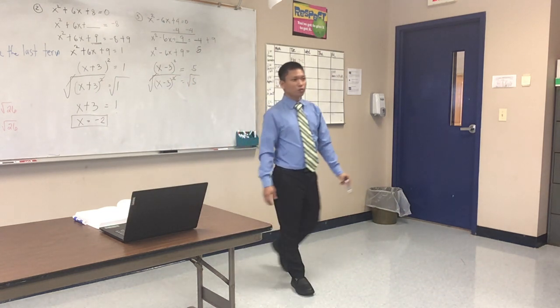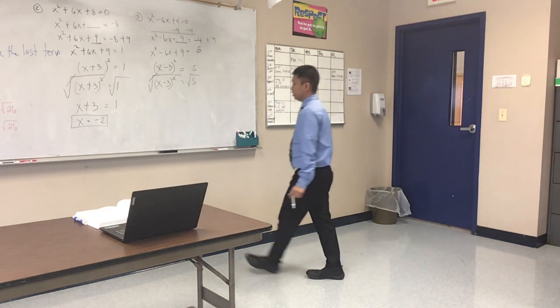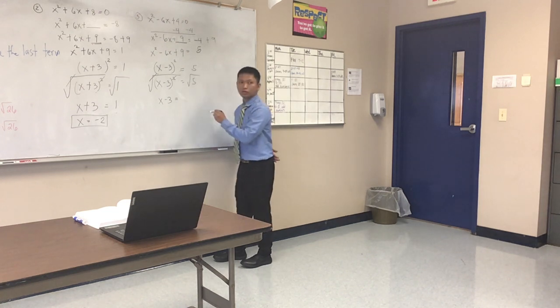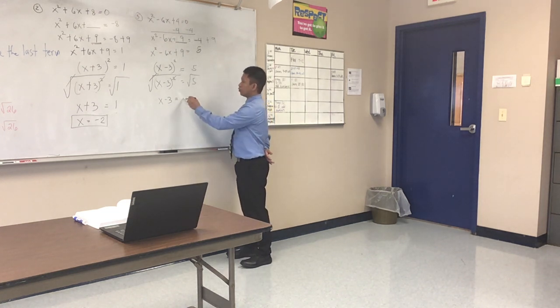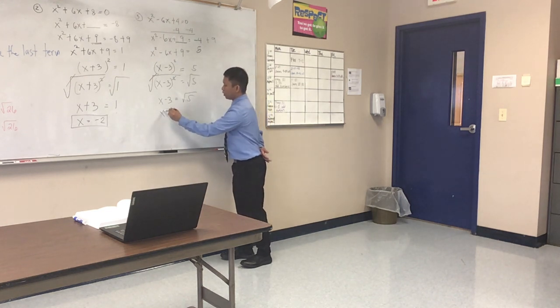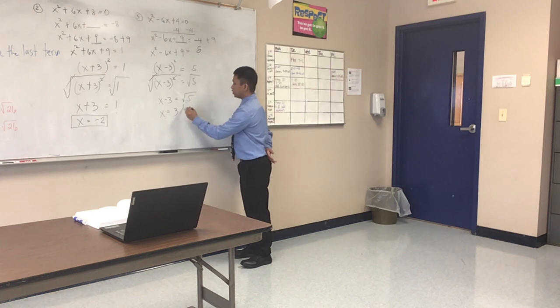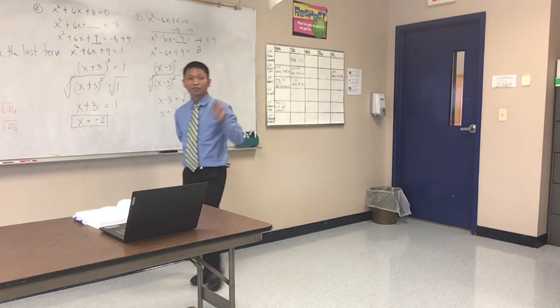Kiara, what would be our x here? X minus 3 equals the square root of 5. Then x equals 3 plus or minus the square root of 5, because the square root of 5 is not a perfect square.